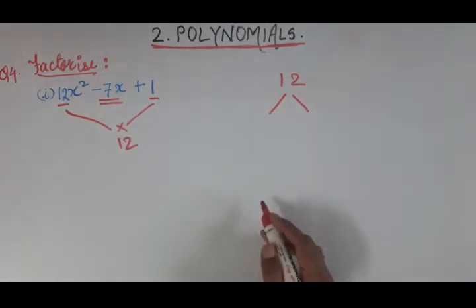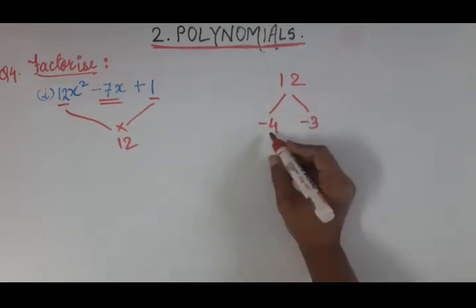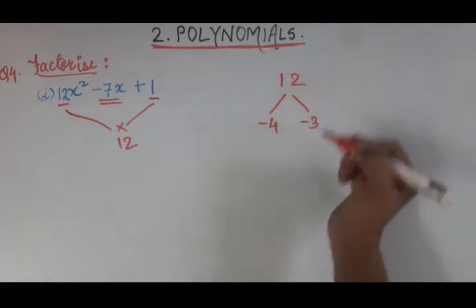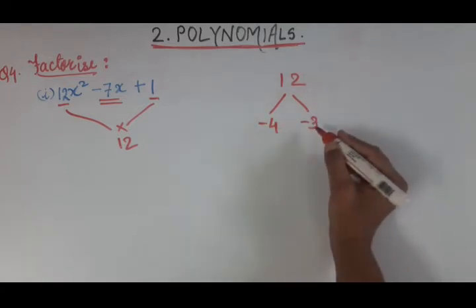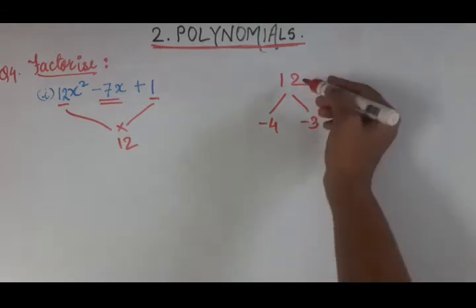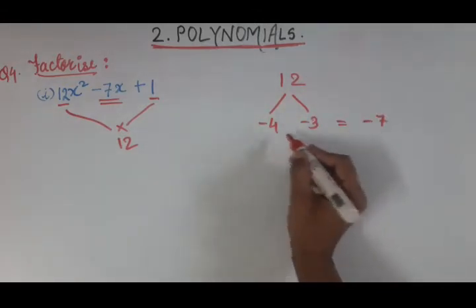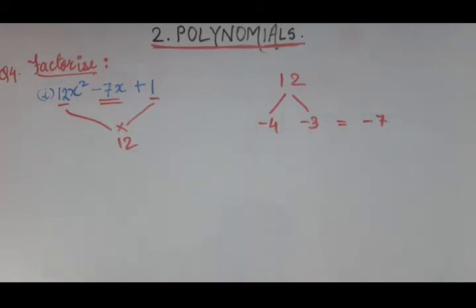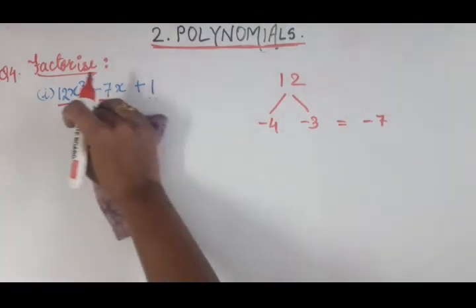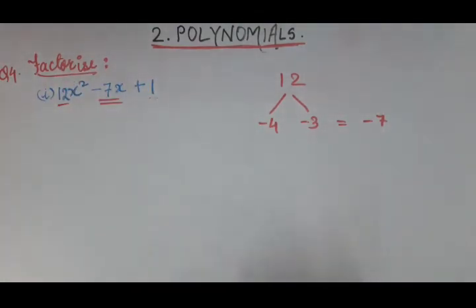So you will have minus 4 and minus 3. Minus 4 into minus 3 you will have plus 12, and minus 4 minus 3 you will have minus 7. So the product is plus 12 and the sum is minus 7. So these are our two factors. Now how do we represent that? Write the first term as it is, that is 12x square.